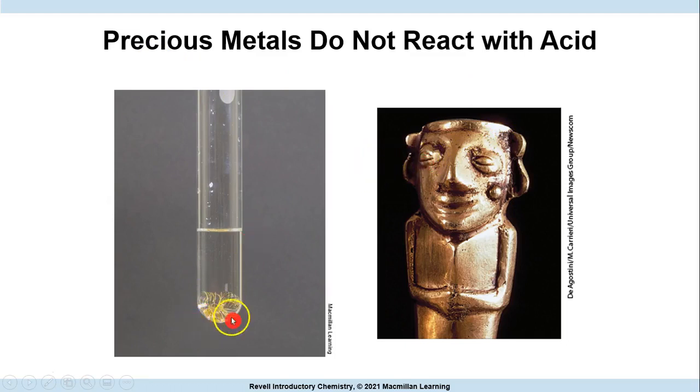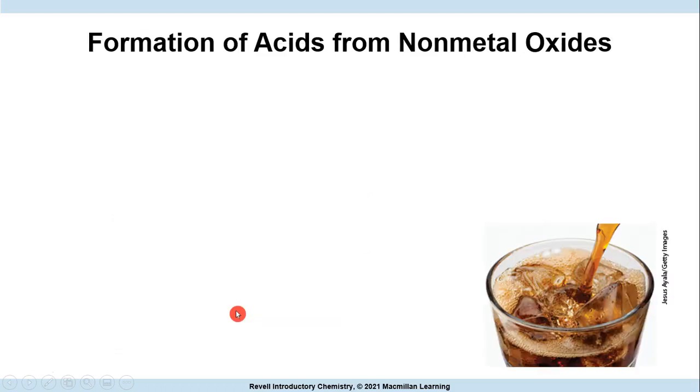Here in this test tube, we have gold placed in a solution of hydrochloric acid, and it does not react. The precious metals are called precious because they are rare. They do not react with chemicals, and they are beautiful. So here, this is gold, and it's not going to react. So they are not reactive.